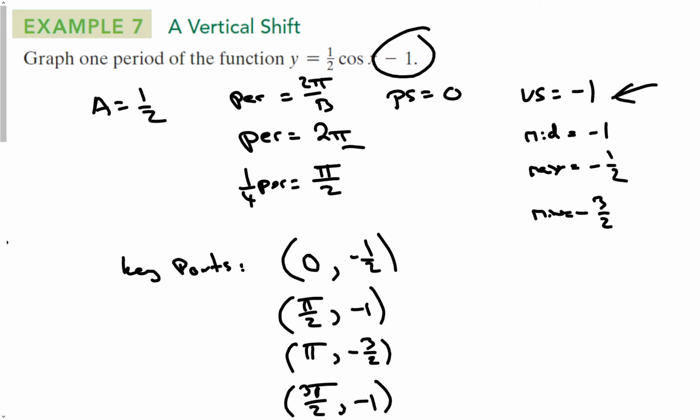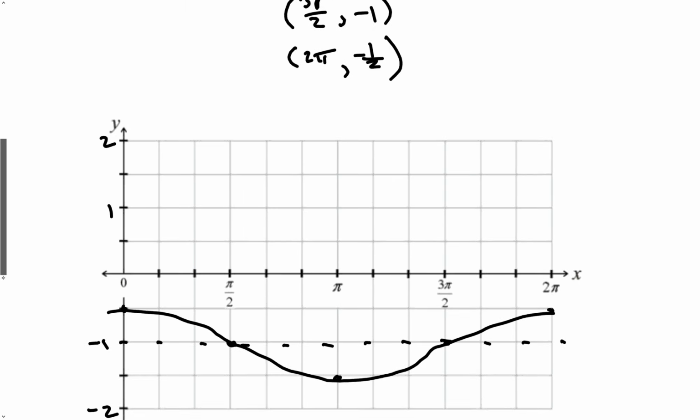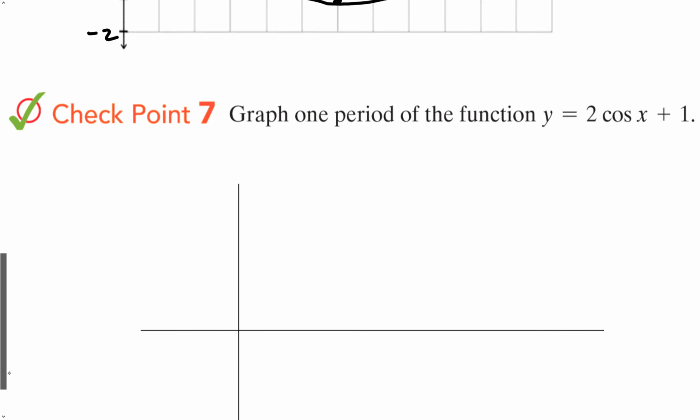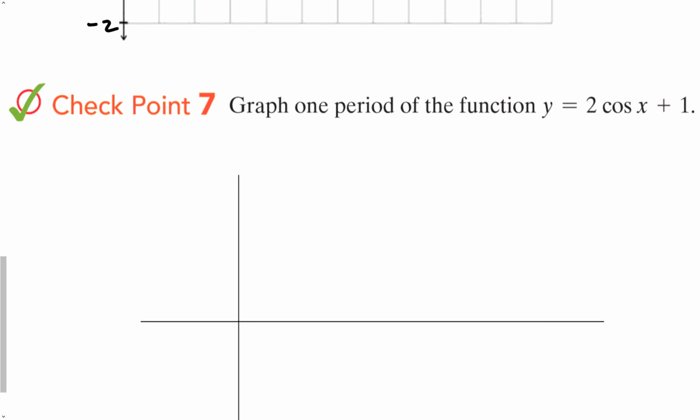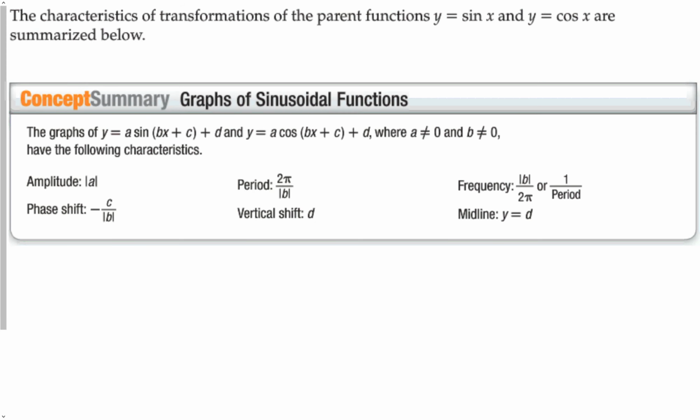Okay? So that is sort of all the different transformations that we could do with a cosine function. This one's kind of the same. Let's skip over this one and finish this up. Here's a nice page with all of the different transformations. Again, I don't want to get confusing with phase shift. You can just use C over B and just remember to put a positive or negative depending on which way the function's going, right? If the function's going right, the phase shift has to be positive. If the function's going left, the phase shift has to be negative.